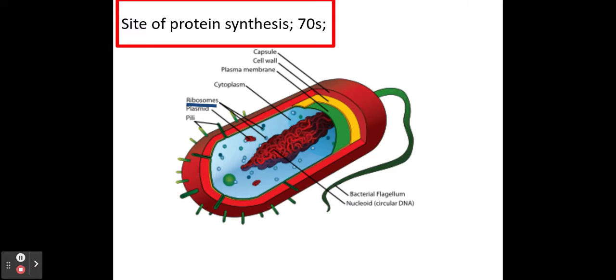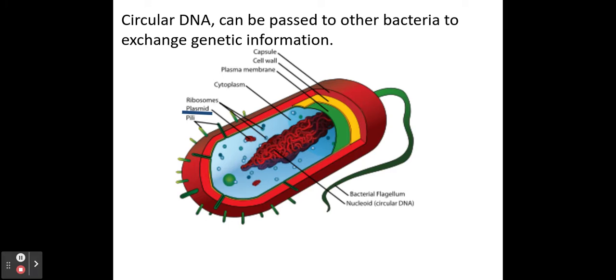Now, the main difference here between a prokaryote and a eukaryotic cell's ribosomes is the size. In a prokaryote, the size of a ribosome is 70S, whereas in a eukaryotic organism, they are 80S. In a prokaryote, the ribosomes are slightly smaller in size, but they still do the job of making proteins. In a prokaryote, we have plasmids, which are circular pieces of DNA found within the cytoplasm.